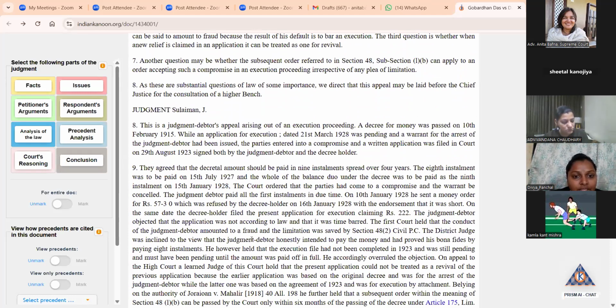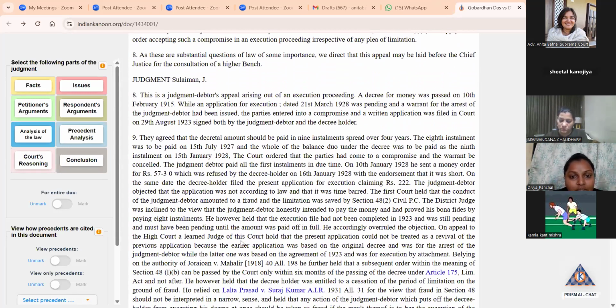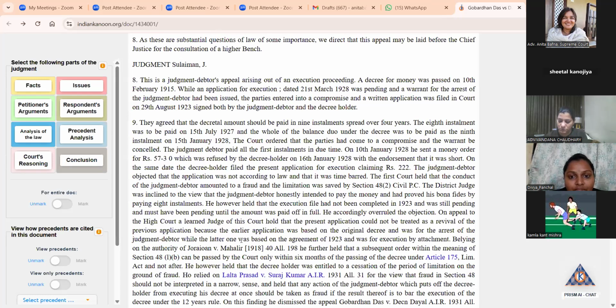They agreed that the decretal amount should be paid in 9 installments spread over 4 years. The 8th installment was to be paid on 15th July 1927, and the whole of the balance due under the decree was to be paid as the 9th installment on 15th January 1928. The court ordered that the parties had come to a compromise and the warrant be cancelled. The judgment debtor paid all the first installments in due time.